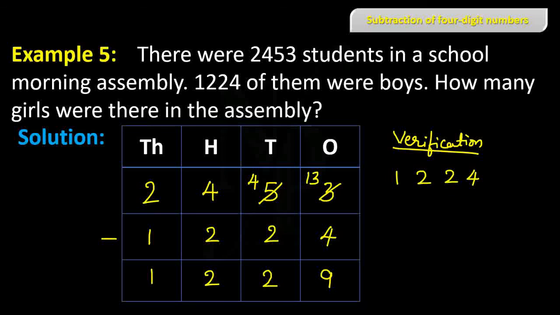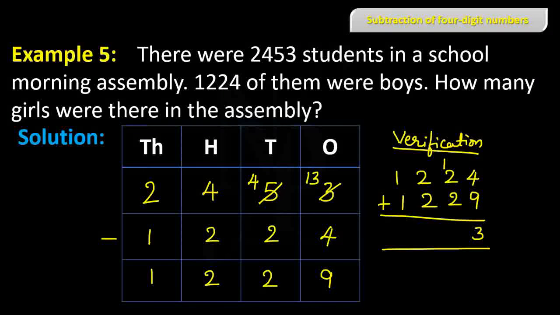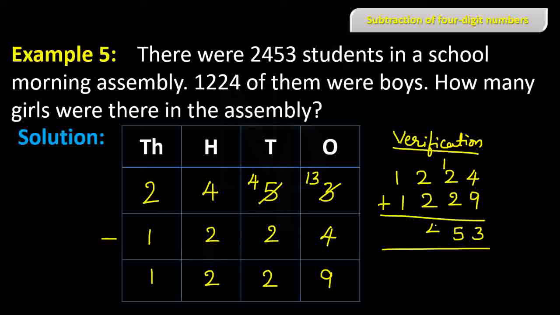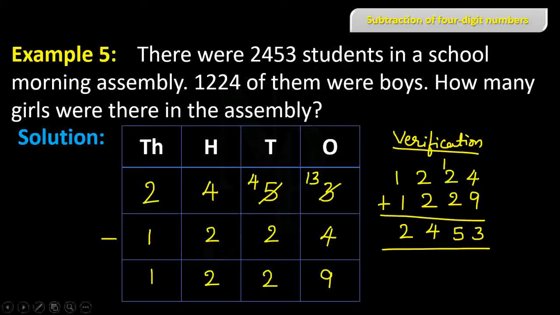1224 plus 1229. Add these two numbers. 9 plus 4 is 13. 3 is written here. 1 is carried to the next column. 2 plus 1 is 3. 3 plus 2 is 5. 2 plus 2 is 4. 1 plus 1 is 2. 2453, which was the total number of students as per the given question.